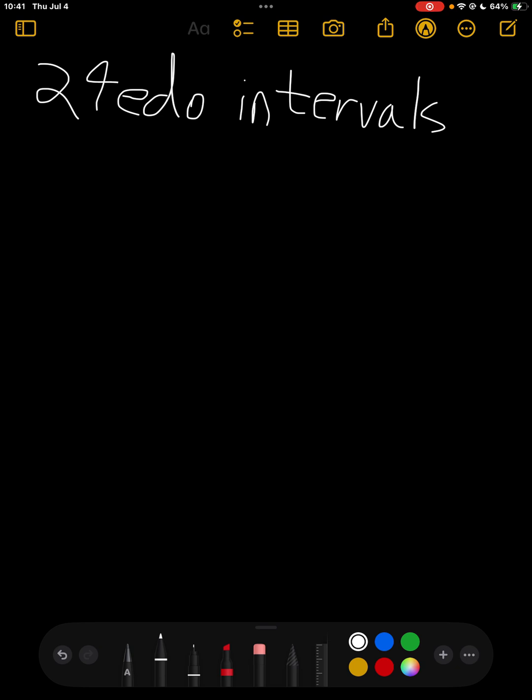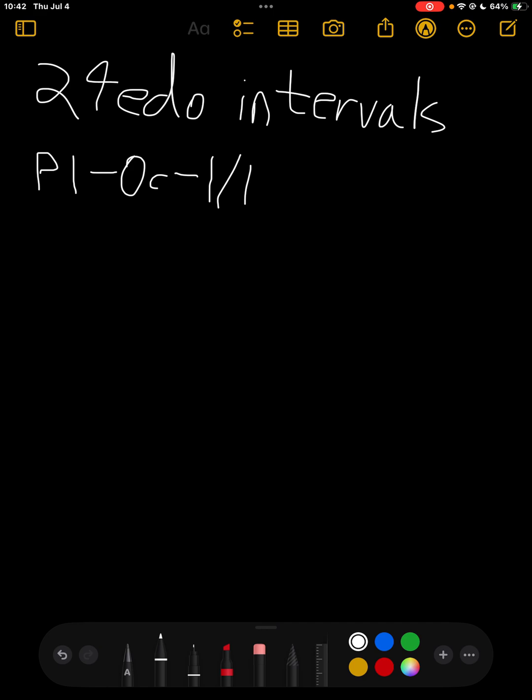So let's get started. First up is perfect unison, abbreviated P1. This interval exists in all EDOs, and an exact ratio, I should say, is 1 to 1.